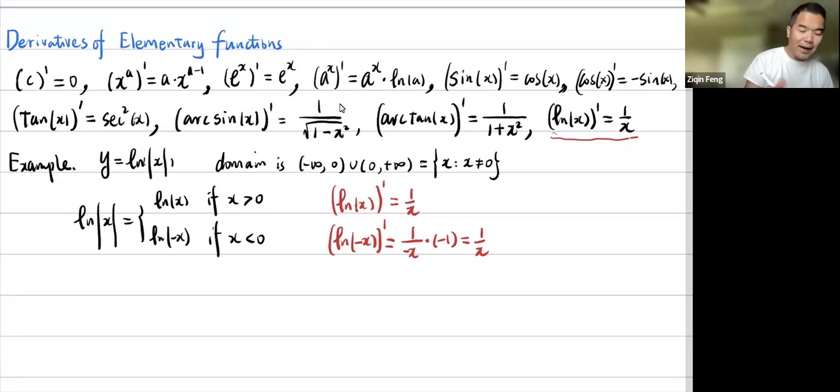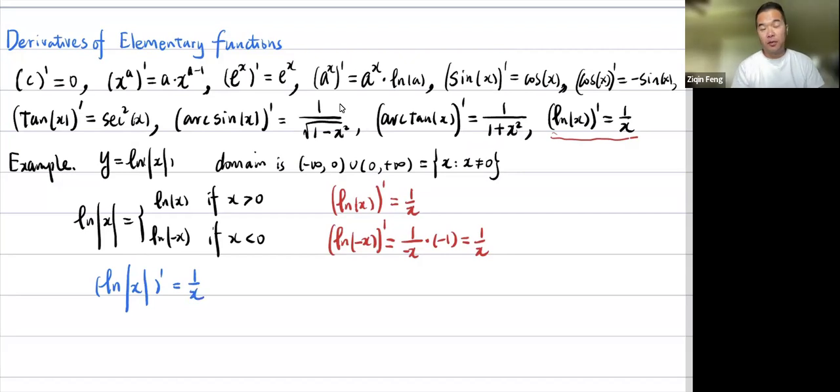So no matter what happens, you can see that the derivative of the absolute value of x is always 1 over x. So that's a generalized formula for the derivative of natural log of x. Not only for natural log of x, for natural log of the absolute value of x, this is always true.